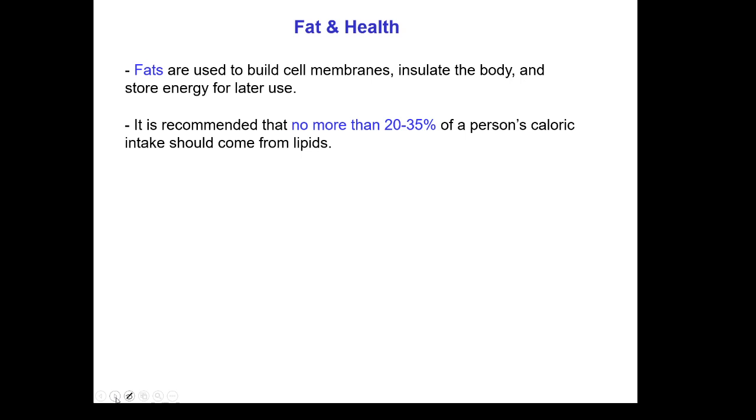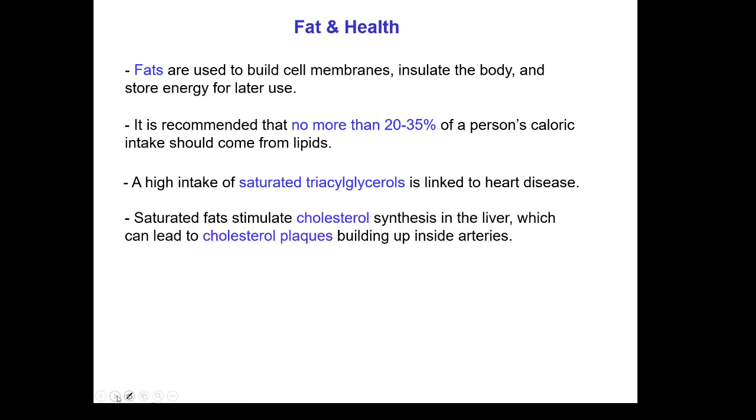Recommendations. Now this goes, depending on who you talk to, somewhere between 20 to 35% of your caloric intake should come from lipids. The American diet is well above that. If you take in a lot of saturated triacylglycerides, it's linked to heart disease. Why? Saturated solids clogging. It's the way to look at it. Saturates stimulate cholesterol, which then could lead to the plaques building up inside the artery.